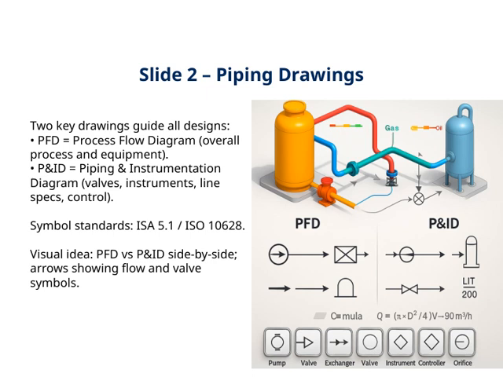Now, to keep these diagrams consistent and clear, we follow symbol standards like ISA 5.1 and ISO 10628. These standards help everyone understand the drawings easily, no matter who's reading them. Visually, I like to think of the PFD and P and ID side by side, with arrows indicating the flow of materials and control signals. You'll also notice specific valve symbols that are standardized, making it easier to interpret the diagrams quickly. Overall, these drawings are essential tools that connect the overall process design with the detailed control and piping specifics, keeping our projects organized and on track.